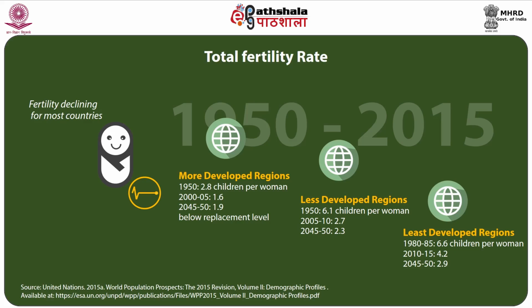TFR with respect to less developed and least developed regions also clearly shows a steady decline over a period of time. For example, in less developed regions, 6.1 children per woman was the norm noticed in the period 1950 to 1955, has come down to 2.7 by 2010 to 2015, and the projection shows that it is going to come down to only 2.3 in the year 2045 to 2050.